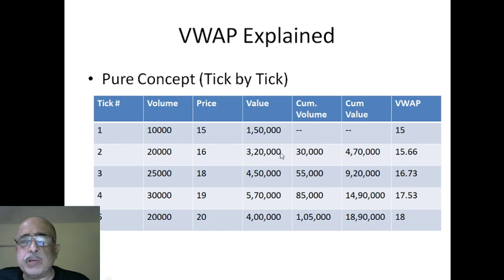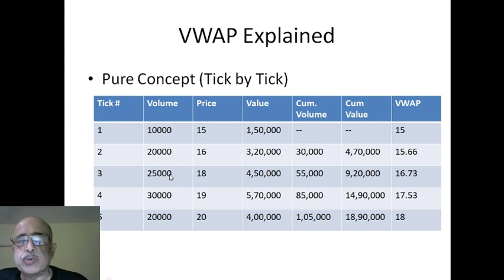The cumulative volume, this is 10,000 plus 20,000, is 30,000. The cumulative value, 1,50,000 plus 3,20,000, is 4,70,000. 4,70,000 divided by 30,000, you get 15.66. So this is your VWAP for the second tick.